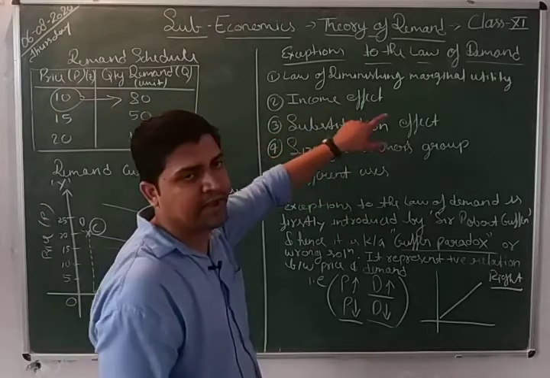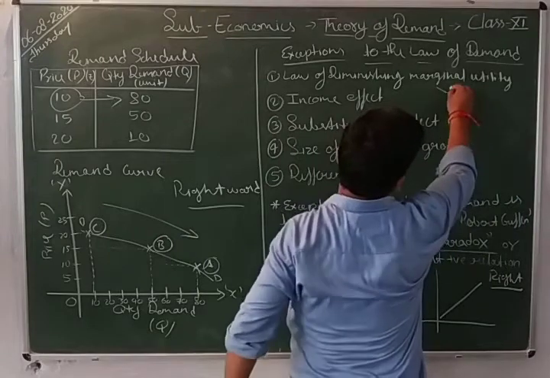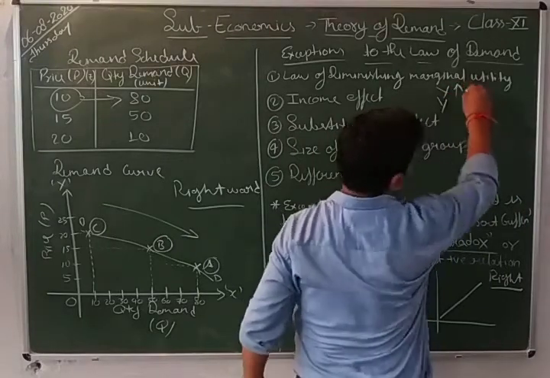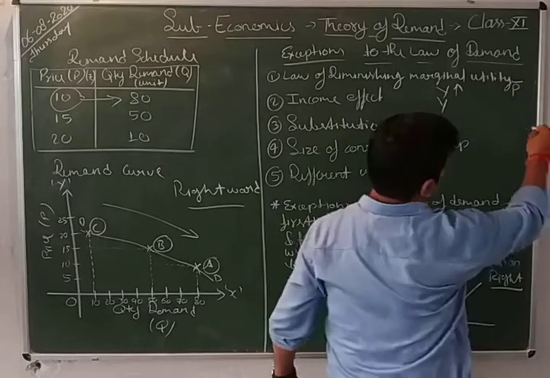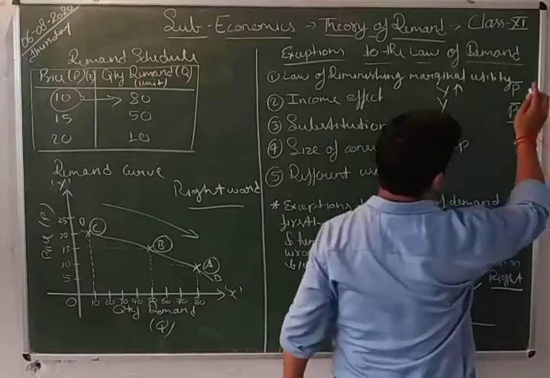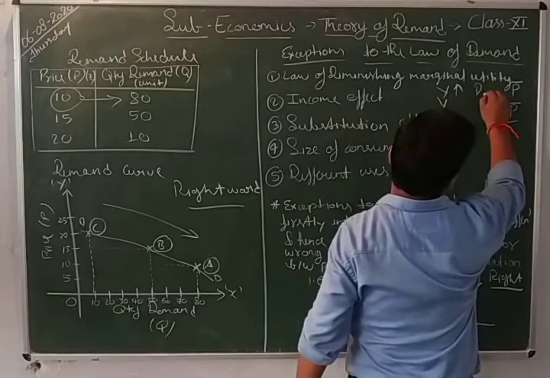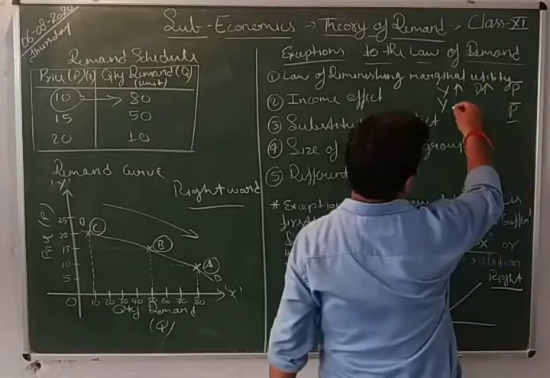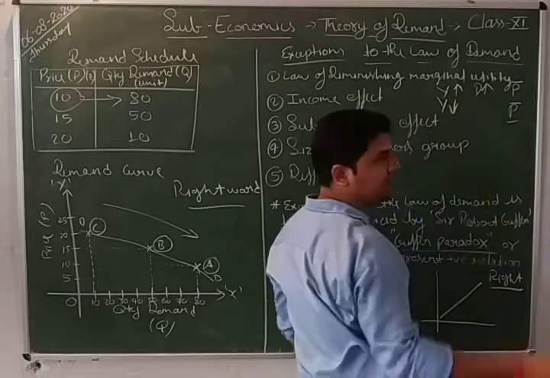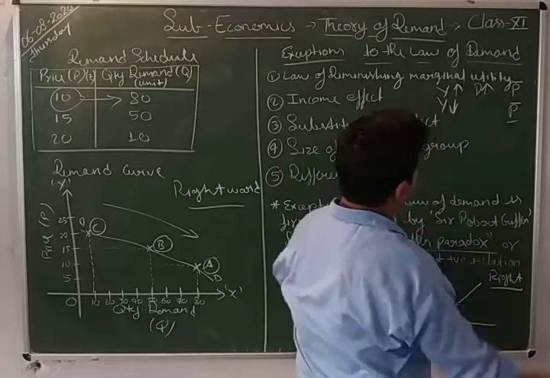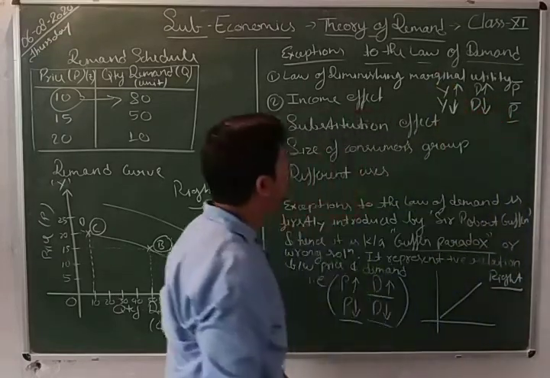After that, income effect. In income effect we will see that if the income increases and the price of the commodity stays constant, there is no change in price, but due to the increase in income the demand of a product increases. And if the income of that person decreases, then demand also decreases. It is also a Giffen paradox.